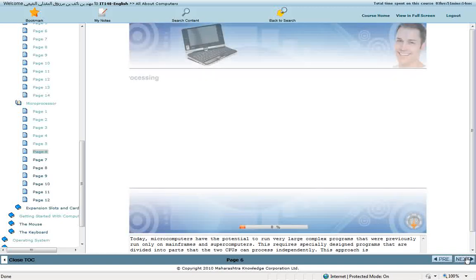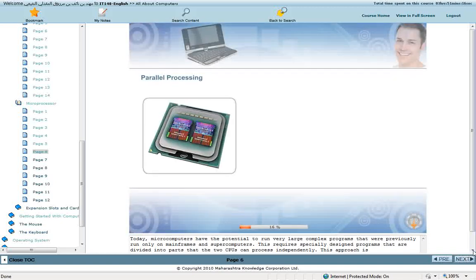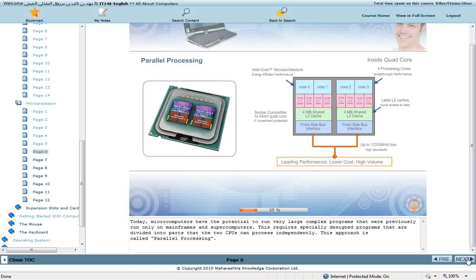Today, microcomputers have the potential to run very large complex programs that were previously run only on mainframes and supercomputers. This requires specially designed programs that are divided into parts that the two CPUs can process independently. This approach is called parallel processing.